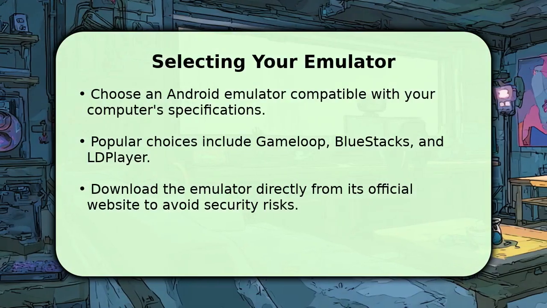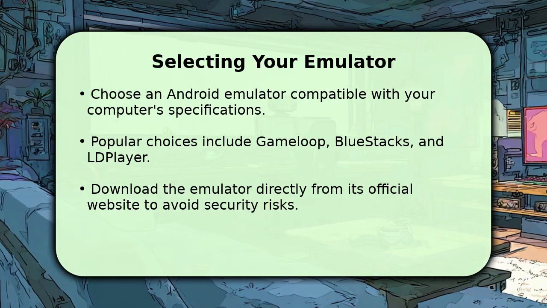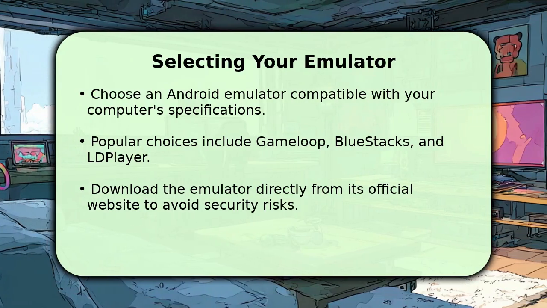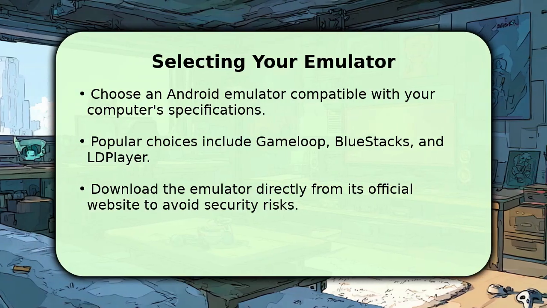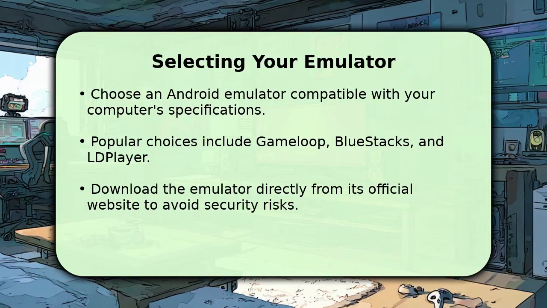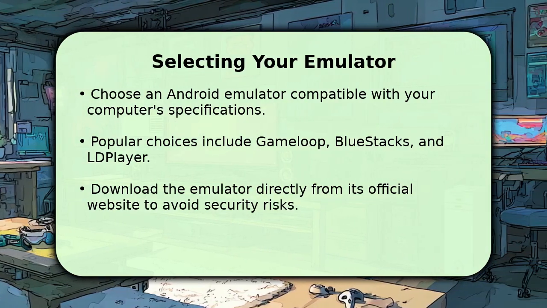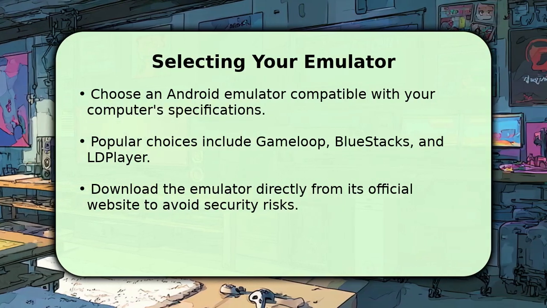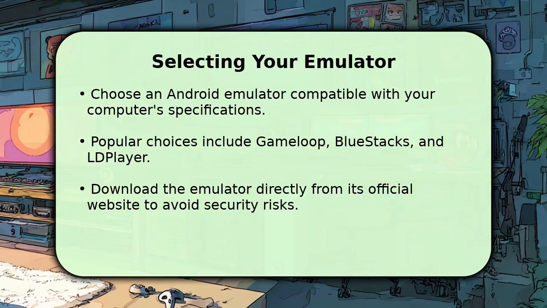Next, select an Android emulator that best suits your computer's hardware. Popular options like GameLoop, BlueStacks, or LD Player offer excellent compatibility with PUBG Mobile. Always download your chosen emulator directly from its official website to ensure you get a legitimate, virus-free version. Installation is typically straightforward, following the on-screen prompts for a few minutes. Make sure your system meets the minimum requirements, such as at least 4 GB of RAM.